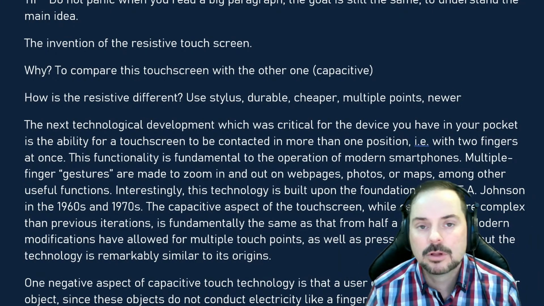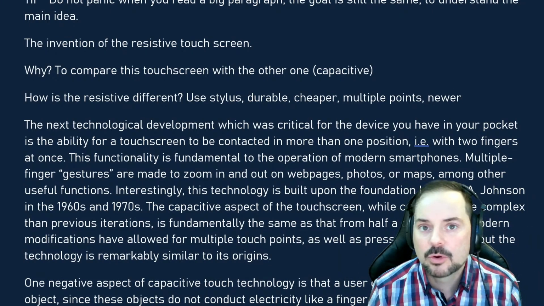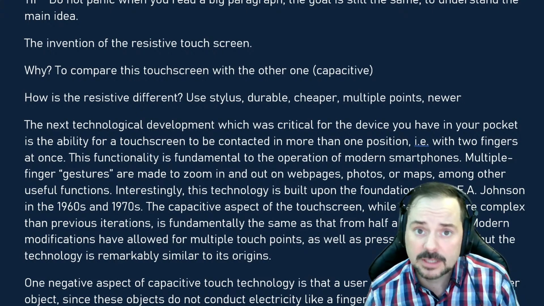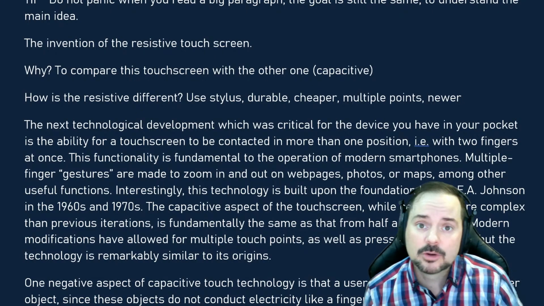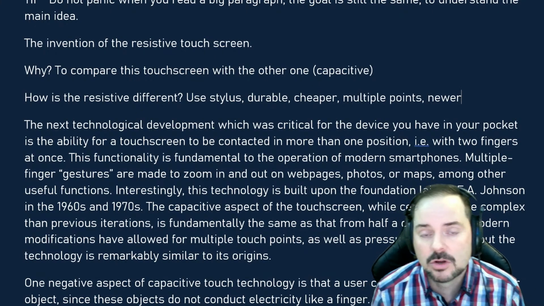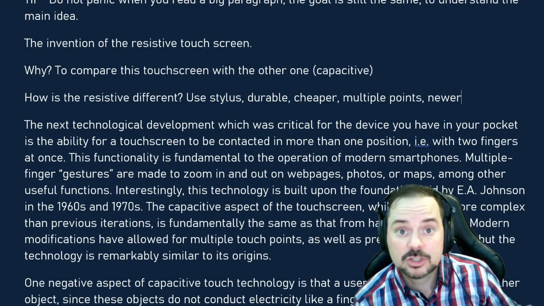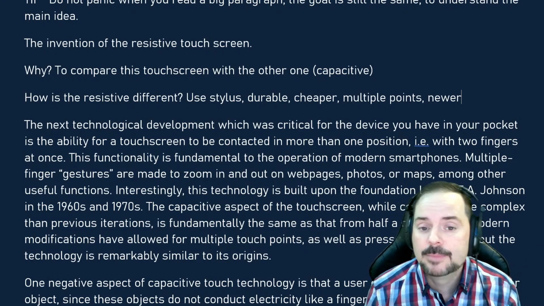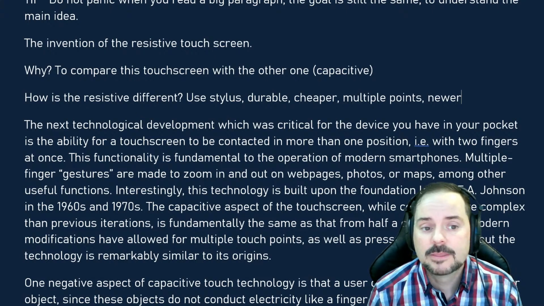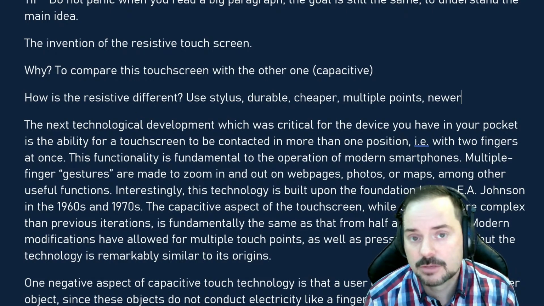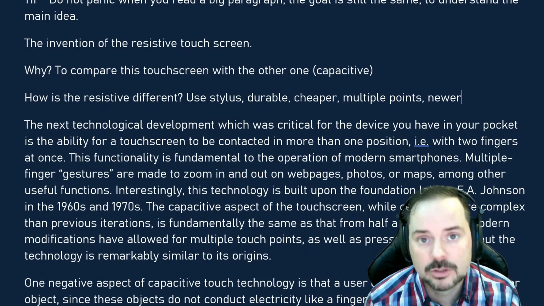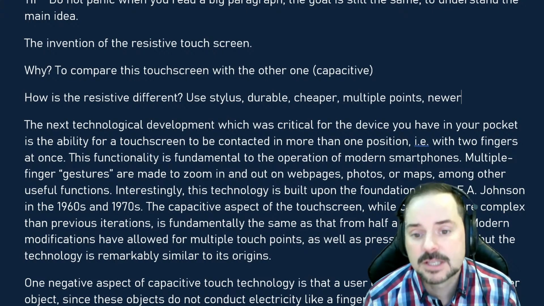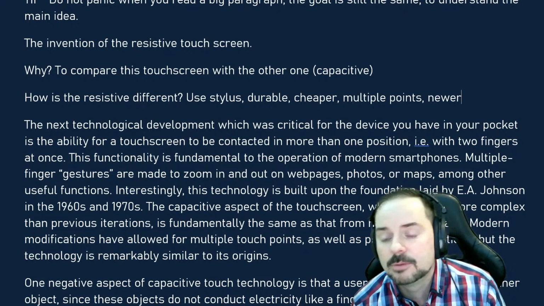Why am I telling you all this? Well, because probably the questions that are coming up are going to be asking you about this. Obviously, they're going to compare these two types of technology, and they're going to compare these two timelines, right? So you want to remember that. Okay, here's the good news, me. All of the information that you told me, that this is about the invention of the resistive, that it's comparing the two types, that the difference is the stylus, it's durable, cheaper, multiple points.